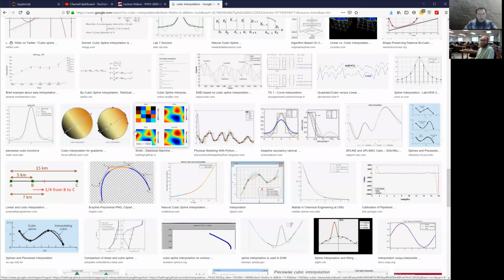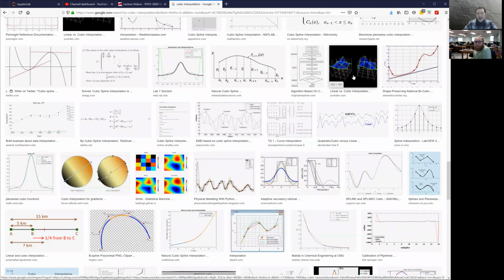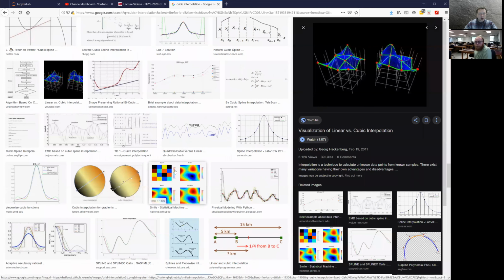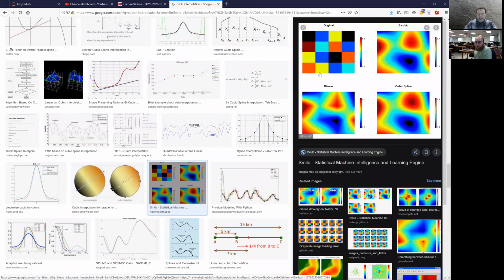Yeah, imagine you were building a video game and you wanted to render some thing in three-dimensional space. You could draw everything in straight line segments, but it may look prettier if you do it in these nice flowing arcs. This is a cubic interpolation. Alternatively, imagine this is your original data. You can use different types of curves. This is a bilinear. This is basically a linear interpolation. This is a cubic spline.